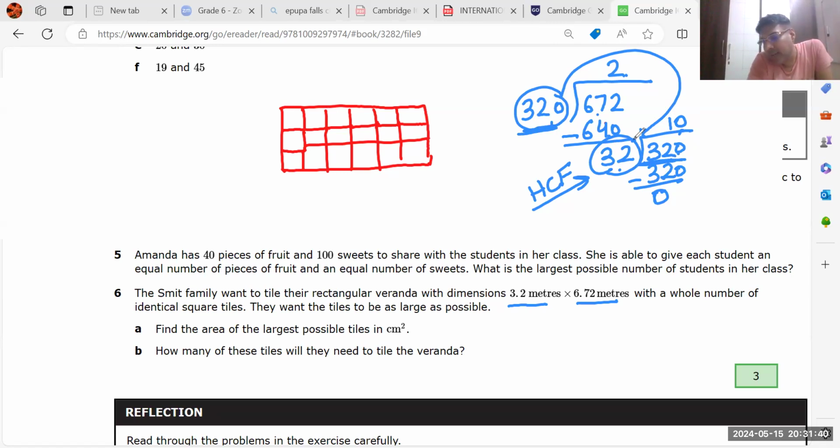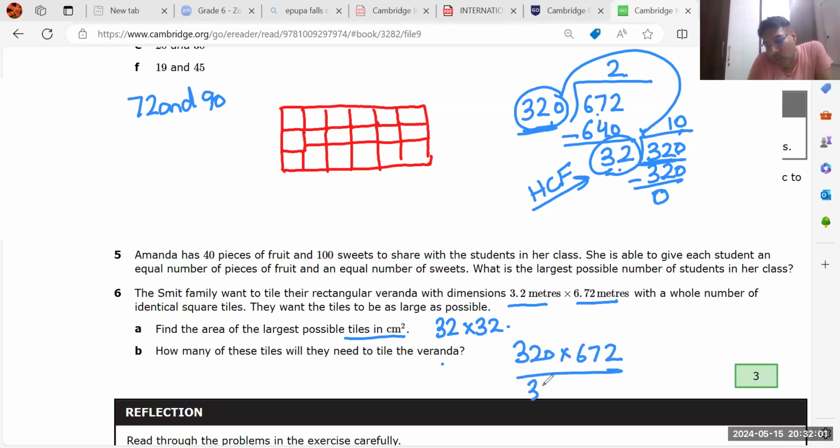All right. Yes, sir. So find the HCF of 72 and 90. So this is the 32 centimeters is the tile length. So we will do 32 into 32 to get the area. Then how many tiles we will need? We will divide it. 320 into 672 upon 32 into 32.